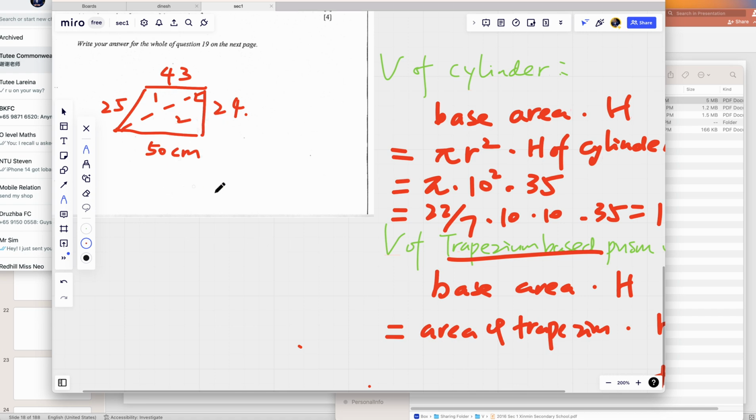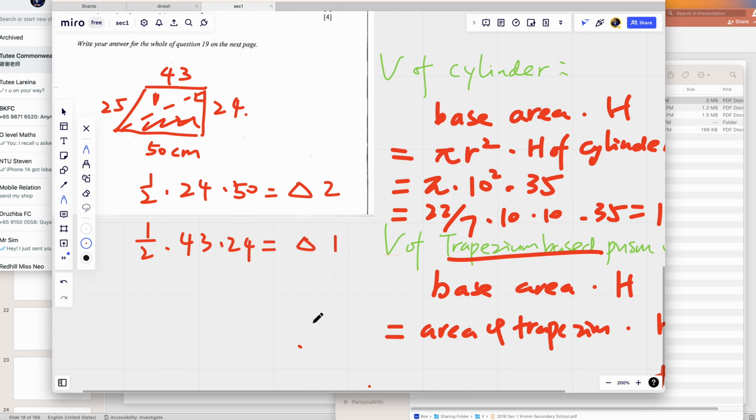So how do you get the 2? The 2 is 24 times 50. Half times base times height, right? So this is your triangle 2, which is here. And then this is half times base, which is 43. Which one is the height for your 1? 24. Yes. So this is your triangle 1. Did you get this 24?